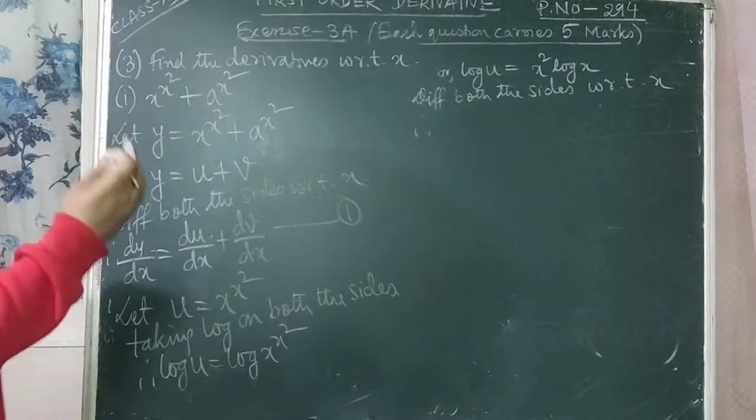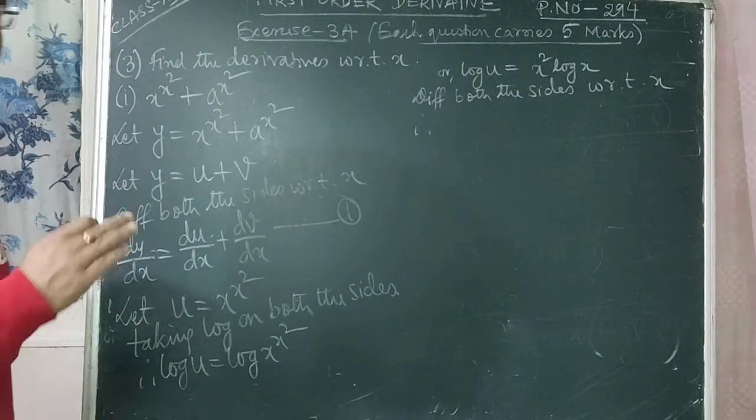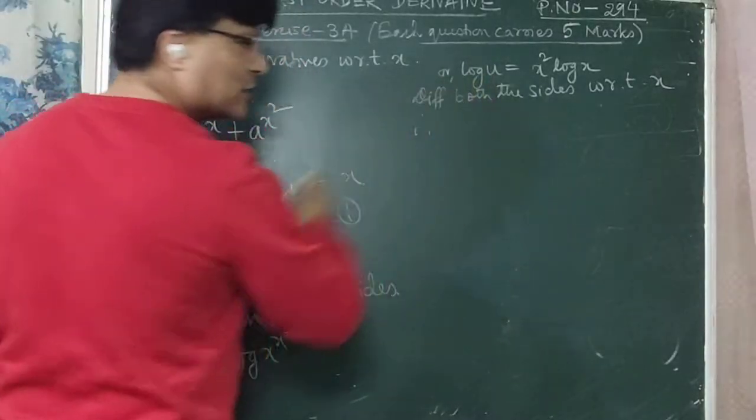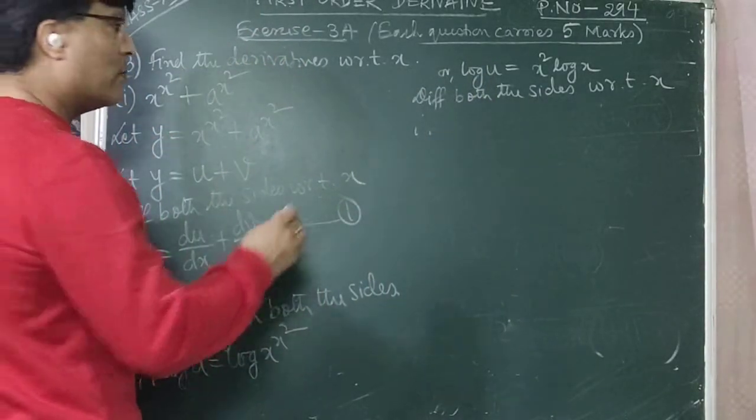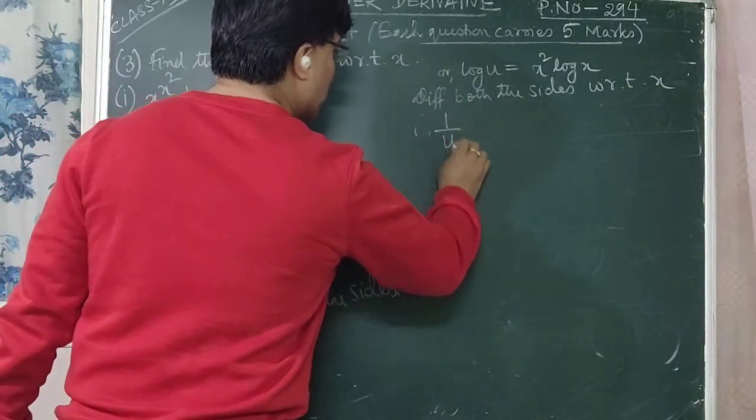Therefore, what is d by dx of log u? First of all, you should take it as log x. What is the differentiation of log x? 1 by x. But here it is 1 upon u.